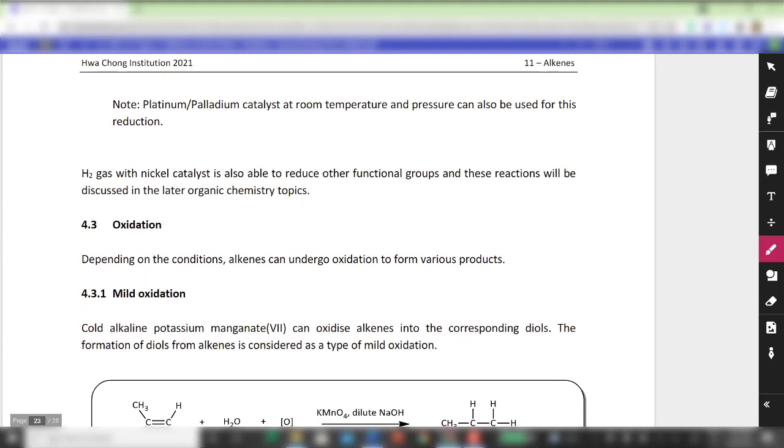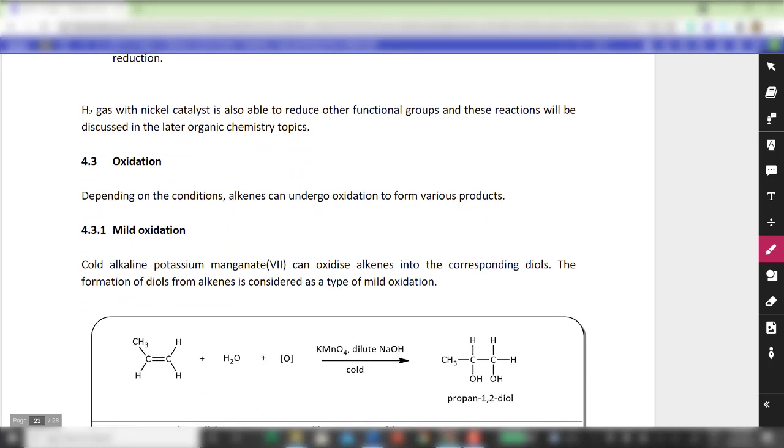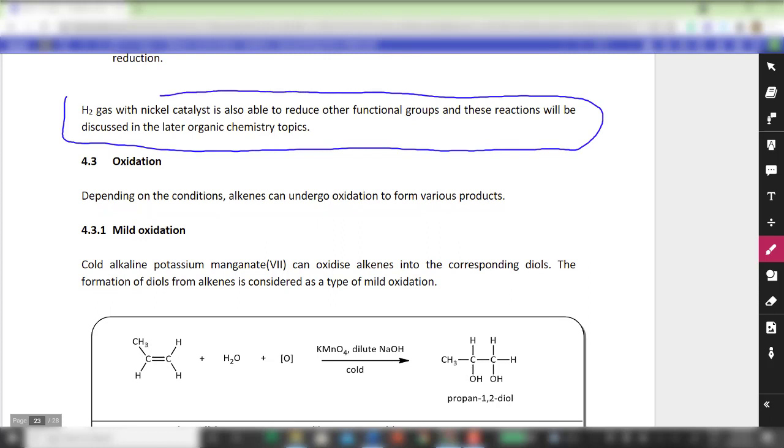There's a part for you to take note of. H2 with nickel catalyst is also able to reduce other functional groups. We'll discuss them in later topics. So just take note that this is not exclusive to alkenes, C=C double bonds.